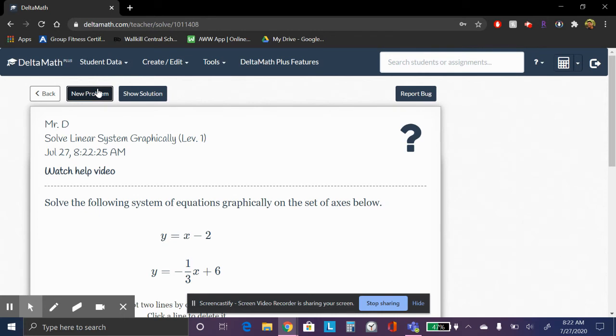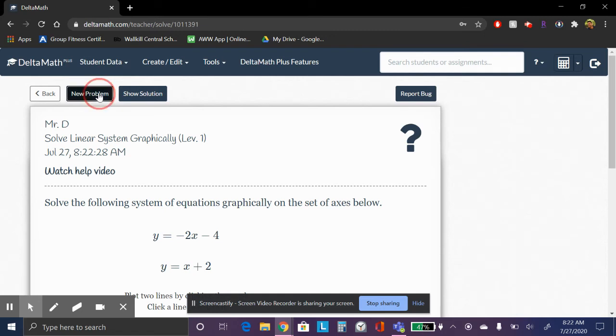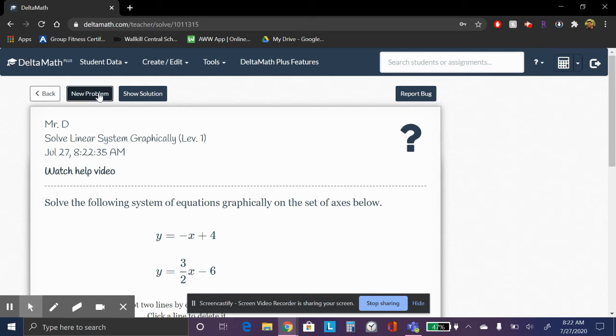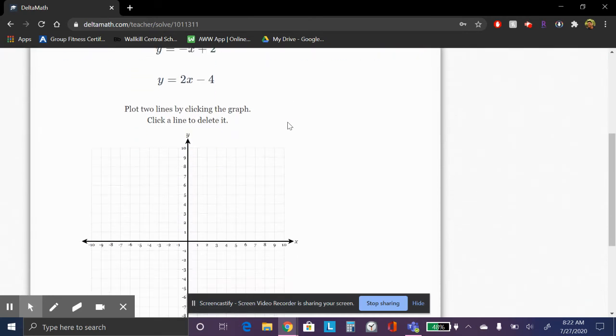Sometimes you might get a scenario where you graph two lines and they are parallel. If you ever have two lines that are parallel, that means they would have no solution. Or if you had one line on top of another, that's another example where they would have infinite solutions. Let's do this one though.